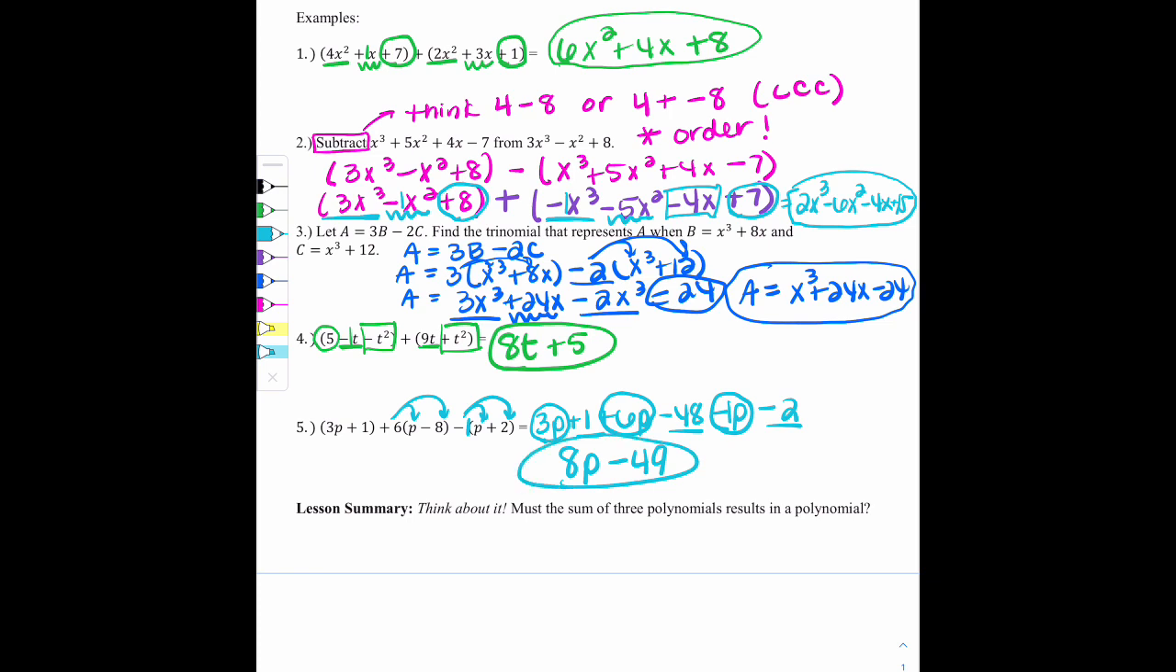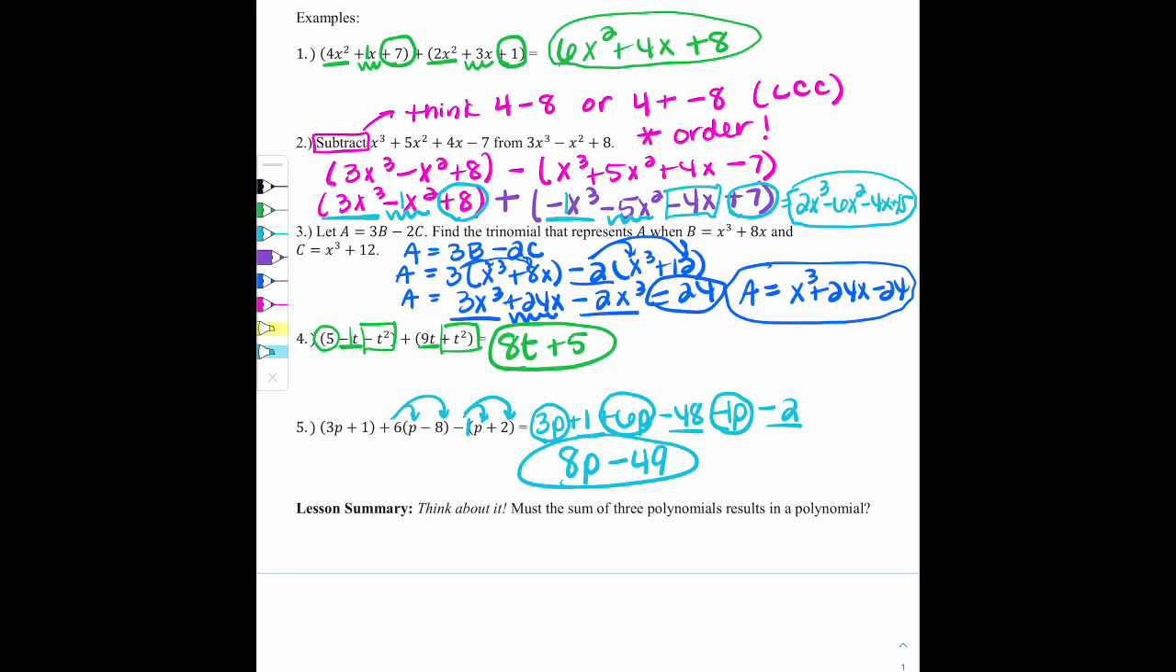So as a summary, think about it. Must the sum of 3 polynomials result in a polynomial? I'd like you to pause this video and really think about this question and see if you can come up with a counterexample if you disagree, or if you agree, to show me an example of what would work. So take a pause, think about it, and see if you can come up with a result, and then resume the video when you're ready to go over a possible answer.